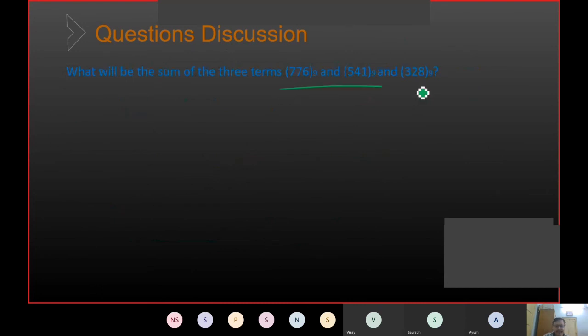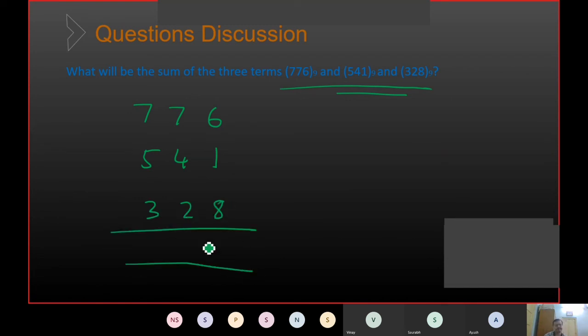The last question for today is this. Add these numbers in base 9: 776, 541, 328. This is the last question for today. So this is an easy one to end the session.